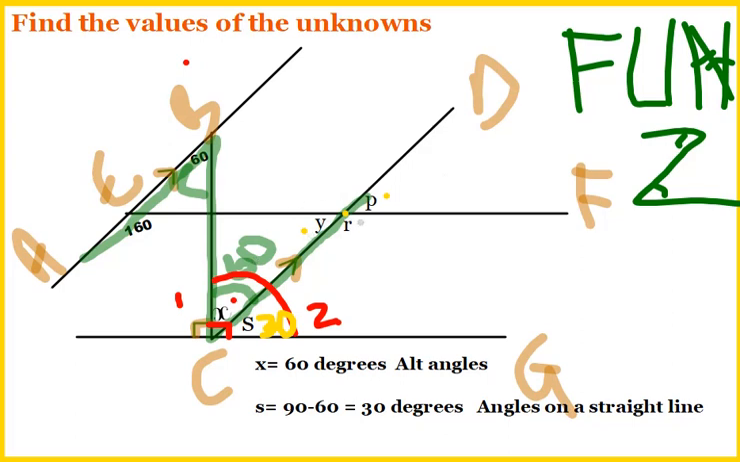If we get Y, we can get R, because we know that angles on a straight line add up to 180. So if we add Y and R, it should give us 180 degrees because they're angles on a straight line. So let's see how we can get either P or Y.